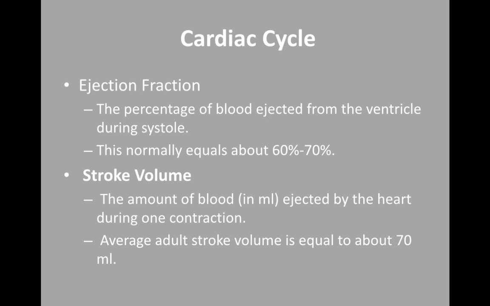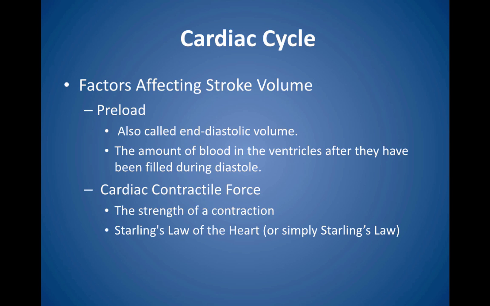So about 70%. The stroke volume is the actual amount in milliliters ejected by the heart during one contraction, or during systole, and that's going to be about 70 milliliters. Remember, volume has to do with the amount of stuff, and the ejection fraction has to do with the percentage of the amount of stuff. Some factors are going to affect that stroke volume, and remember, in the average individual, it's about 60 to 70 milliliters.